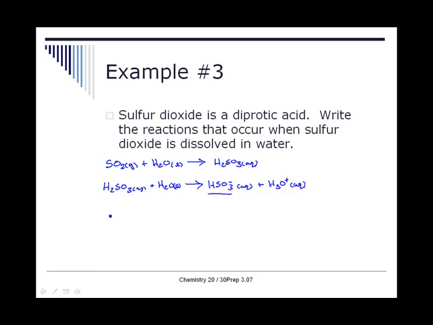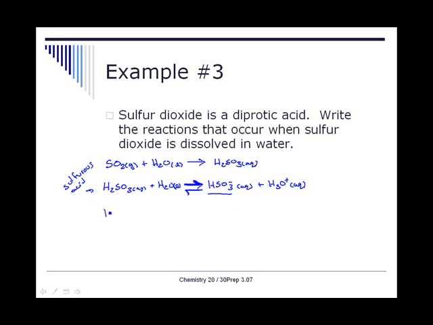Because it's a weak acid, we want equilibrium arrows, that two-headed arrow, showing us that the reaction doesn't go 100% to the product. Not every single sulfurous acid molecule reacts with water.